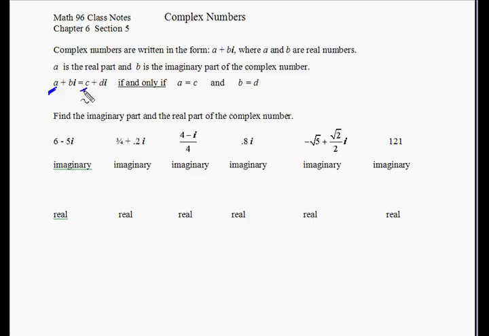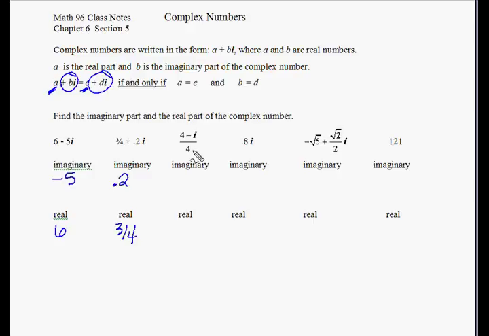So the a without the i would have to match the c, and the b with the i would have to match the d. Find the imaginary part and the real part of the complex number. So the imaginary part is always attached to the i. The imaginary part is -5, and the real part is +6. Here, what's attached to the i is 0.2, the imaginary part is 2, and the real part is 3/4.